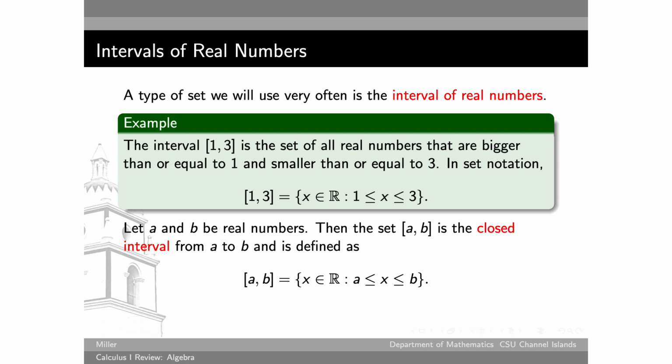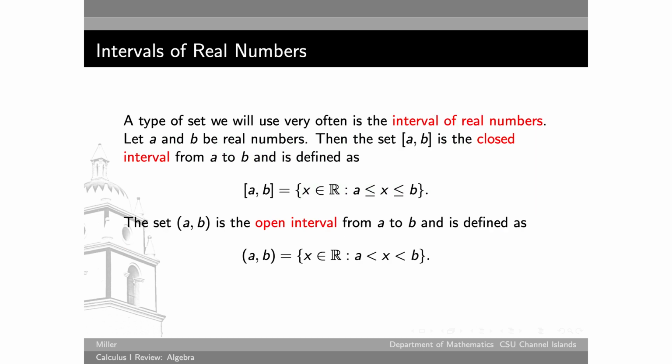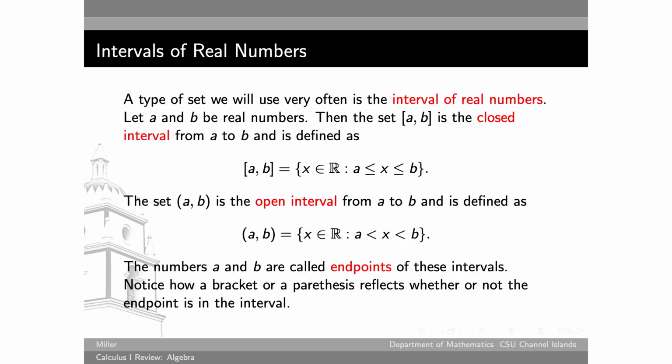Let a and b be real numbers. Then the set [a, b] is the closed interval from a to b and is defined as follows. Read it closely. The set (a, b) is the open interval from a to b and is defined as follows. Look at it closely. The numbers a and b are called endpoints of these intervals. Notice how a bracket or a parenthesis reflects whether or not the endpoint is in the interval.